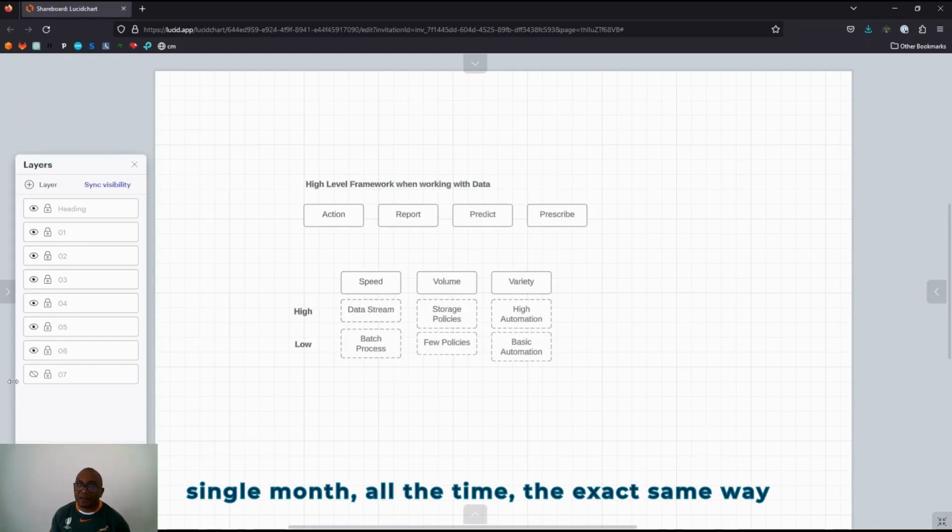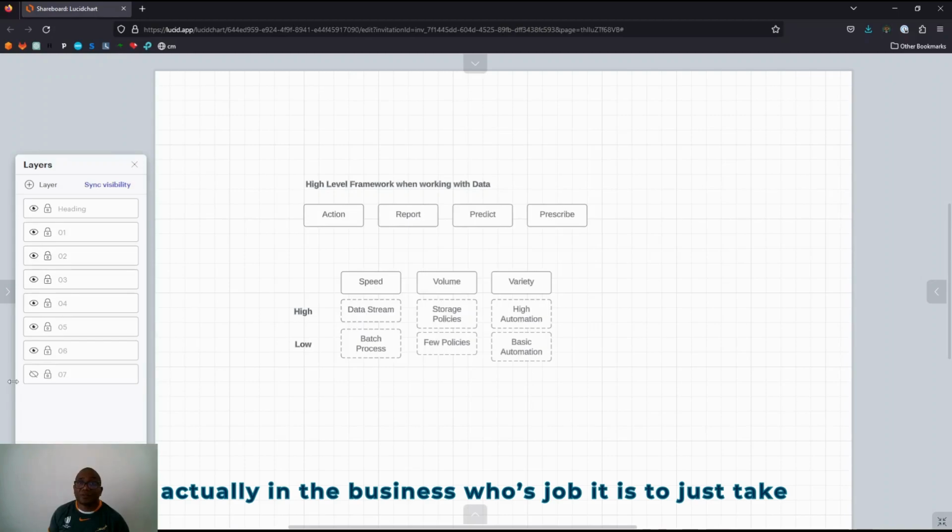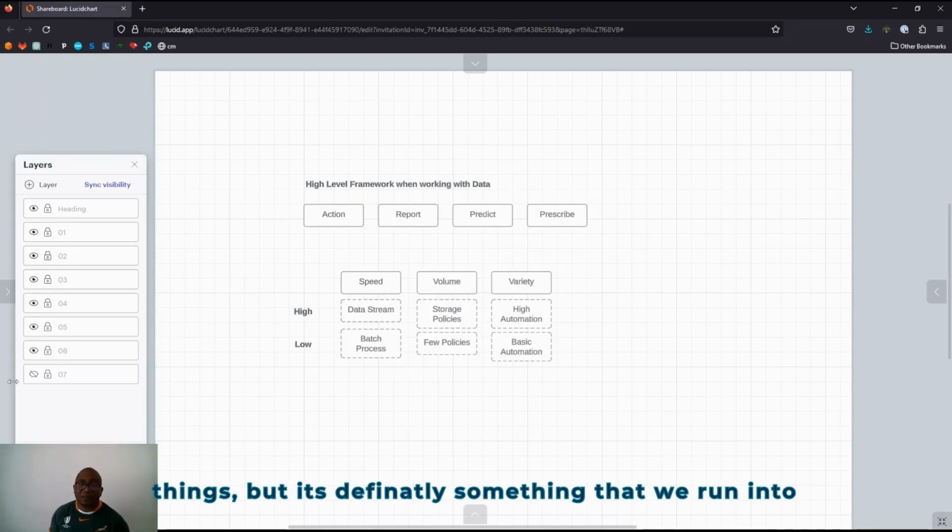But if there's very low variety, as in the data comes in the same every single month, all the time, in the exact same way, generally what you're going to see is much more basic automation, right? Where you go, okay, just get the data, put it there. Sometimes there might not even be any automation. Somebody drops it in a folder, somebody does something to it, and that's it. In many cases, we've seen when it's very low and very basic information, there might be somebody in the business whose job it is to just take this file and move it over there. That happens too. It's not always the most sustainable way of doing things, but it's definitely something that we run into all the time.